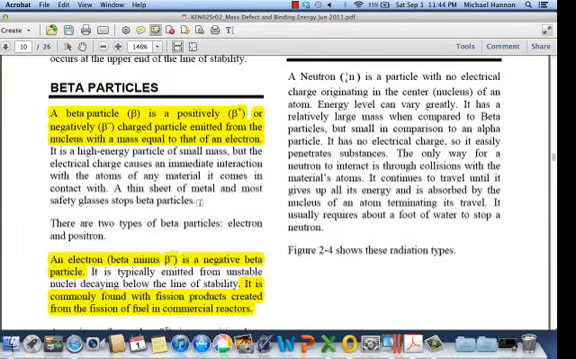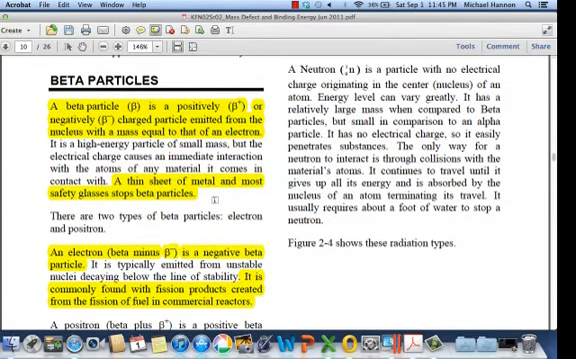If you come back up here, notice that a thin sheet of metal and most of your safety glasses will stop beta particles. It says nothing about the dead layer of your skin. So if you do have skin exposed and you're in a location where there is beta particle emission due to radiation, it can penetrate your skin and go a little bit deeper into the lower epidermis of your skin layer. So beta particles are not as bad as some of the others, but not as easily contained as the alpha.